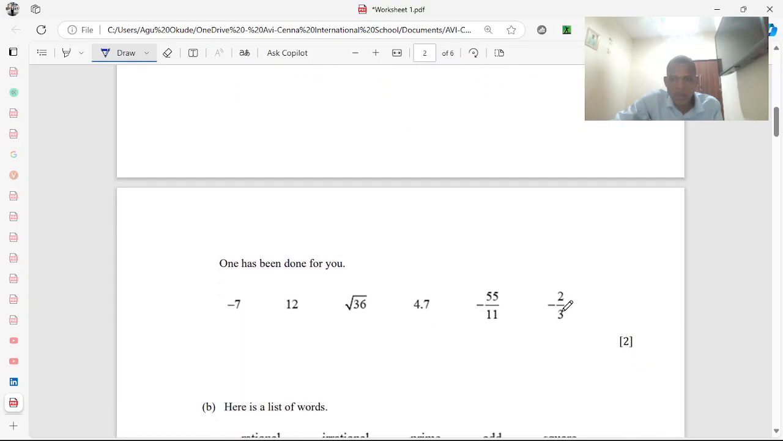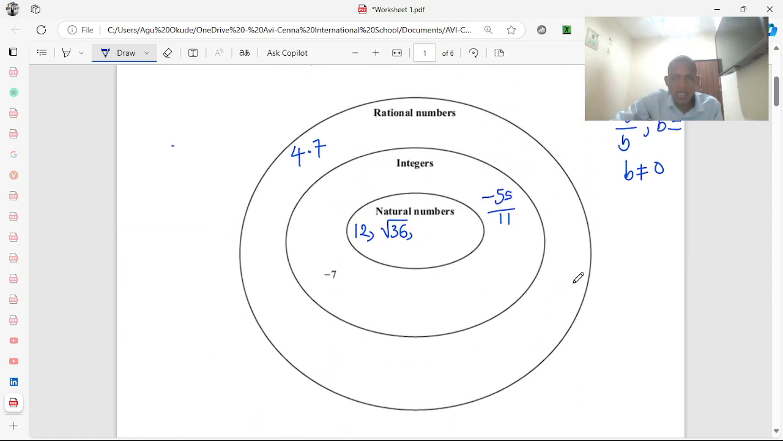Then the next one is -2 over 3. Now -2 over 3 should give us about -0.666667. That's not an integer and not natural, so it is obviously a rational number. When you look closely, I have -2 over 3, which is expressed as a fraction. My a is 2, my b is 3, of course. So this is a good example of a rational number. This is the answer for that first question.